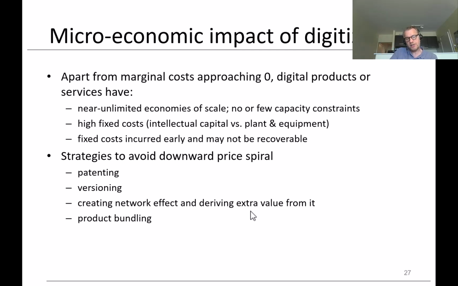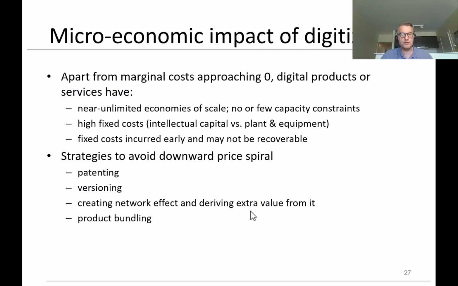Versioning means that you're going to develop various versions or regular updates of the app to make sure that customers stay with you, that they don't churn, that they don't go and buy the product elsewhere. That's versioning. And then obviously what's also very important is to create network effects and try to derive extra value from it. Try to make sure that your product or service has the attention of a network of customers such that you create a strong stickiness of that network towards your product or service.